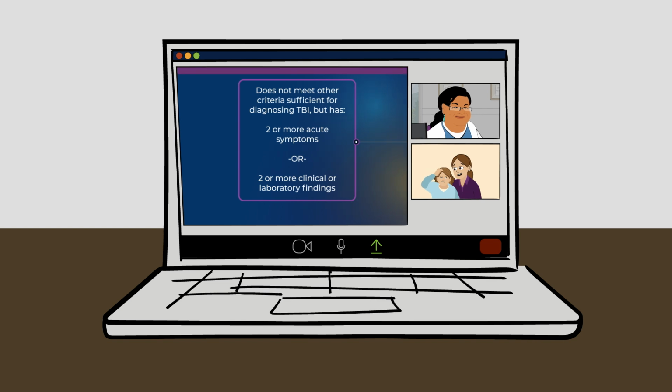mTBI versus TBI. The mild qualifier is not used if any of the injury severity indicators listed below are present. Loss of consciousness duration greater than 30 minutes. After 30 minutes, a Glasgow Coma Scale, GCS score of less than 13. Post-traumatic amnesia, greater than 24 hours.